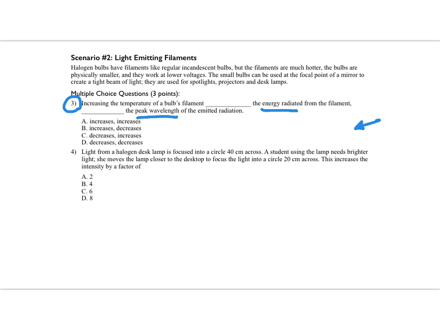Next up, if I had the lamp focused into a circle 40 centimeters across, I move the lamp closer, now the light's in a circle 20 centimeters across, how much does that increase the intensity by? That's another thing in chapter 25. Remember the definition of intensity. It's generally power divided by area. If I make the circle smaller, how much does that increase the intensity? Puzzle that one through before you check the posted solutions.